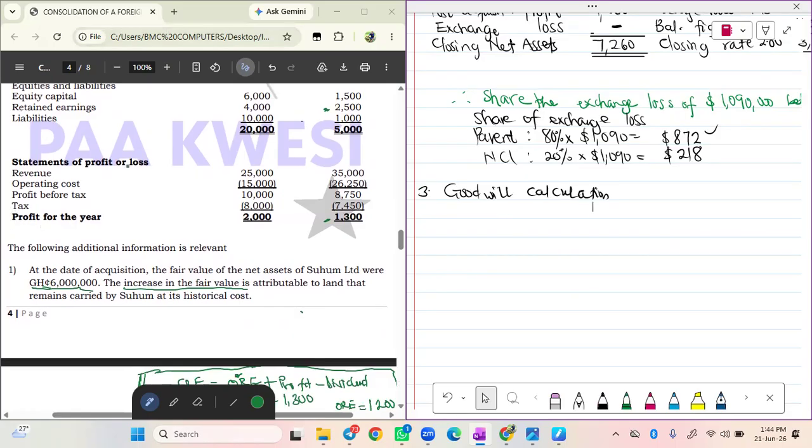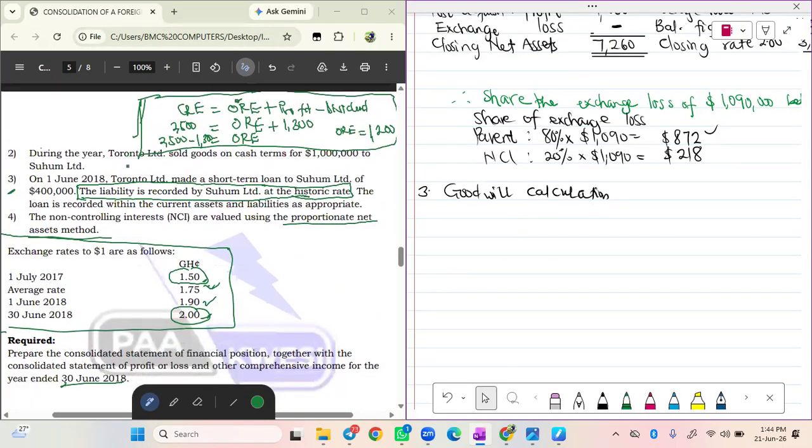So the question said that, where is it? Yes, the NCI are valued using the proportionate asset method. So you use the net asset proportionate method for goodwill as well. So proportionate also starts with cost of investment, and we calculate it in the subsidiary's currency. So that one is cedis.